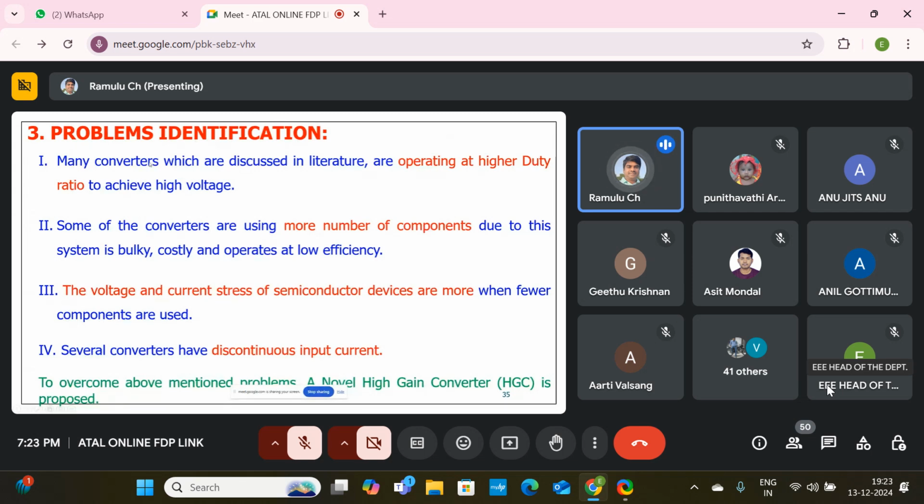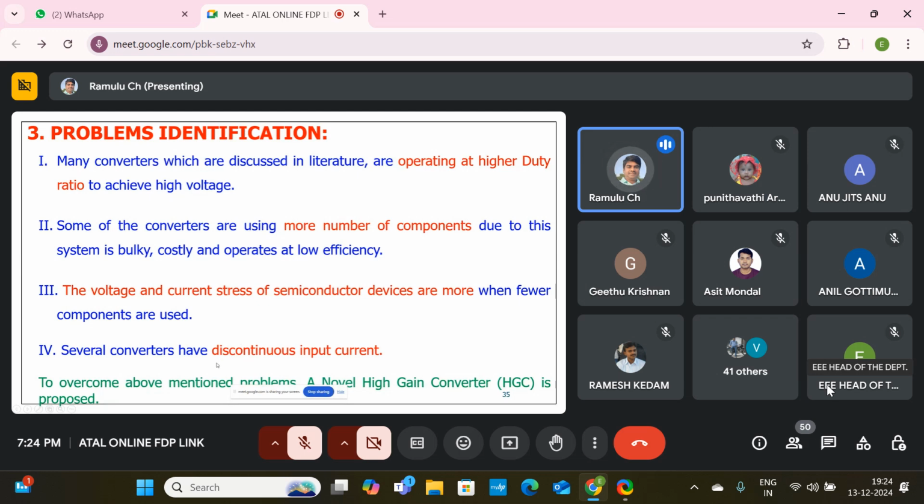Many converters which are discussed in the literature operate at high duty ratio. This is not good for achieving high voltage. That is one problem I identified. Some of the converters use more components. Suppose I want to convert 24 to 350, one researcher uses 14, another 12, like that. By using only 10, if it is possible to achieve that, that is my contribution. And if you use more components, the system is bulky, no doubt, and space complexity and weight also increase. It operates at low frequency. The voltage and current stresses of semiconductor devices are more when fewer components are used.